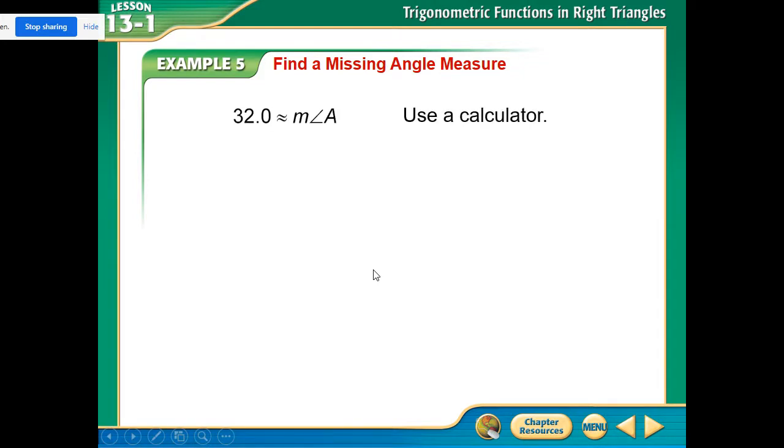And about 32. I got 31.997. So they want you to round, so 32 degrees.